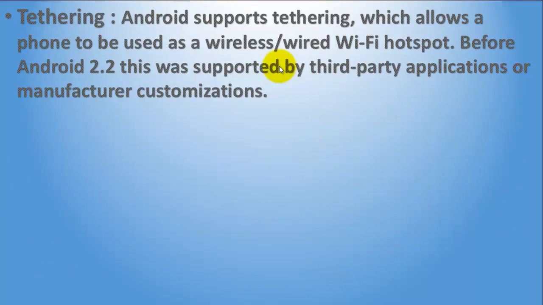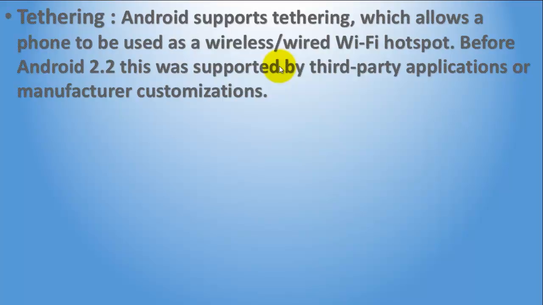So the next one would be your tethering. So what is this tethering? Android supports tethering, which allows the phone to be used as a Wi-Fi hotspot. It can be either wireless or wired. What is this Wi-Fi hotspot? It means making your device a medium which provides Wi-Fi data.